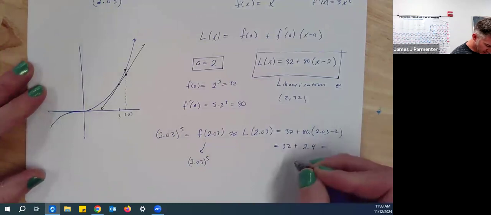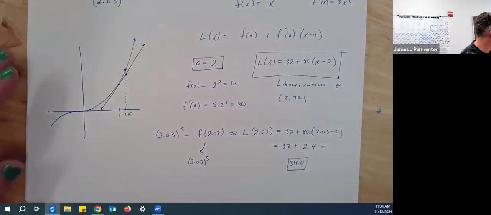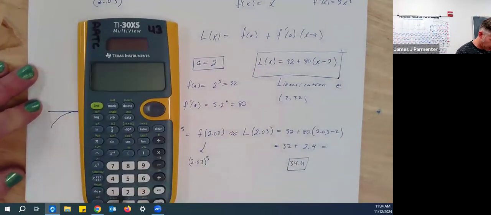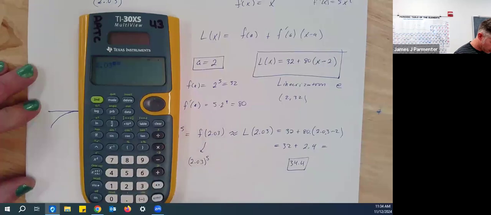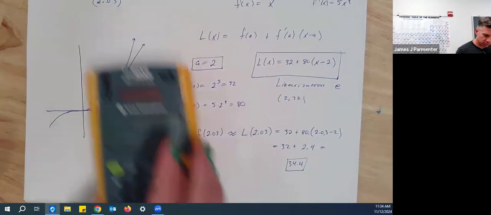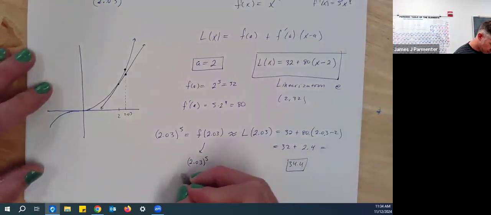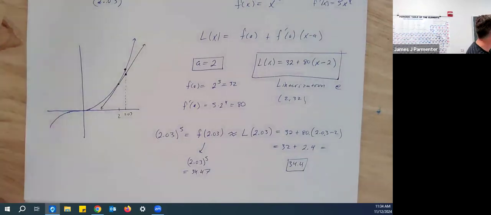So we're getting 34.4. And now it's always fun, I think, to check what the actual value is to see how close we were. So if you look at 2.03 to the fifth, actually, 34.47. I mean, approximately, right? There's more decimals that I don't want to write. So yeah, our estimate's pretty close.